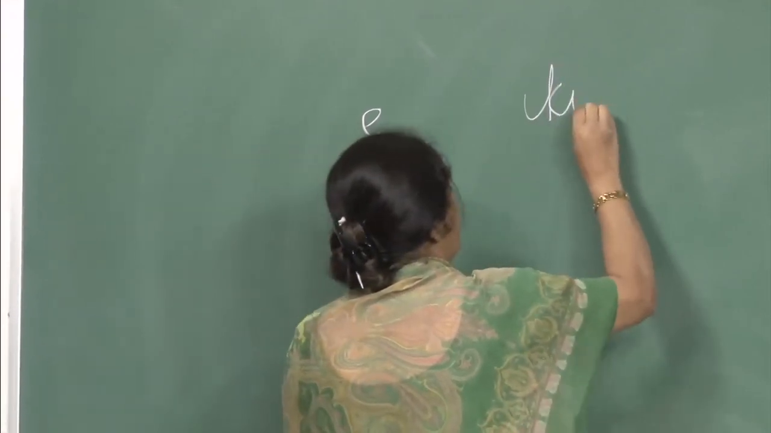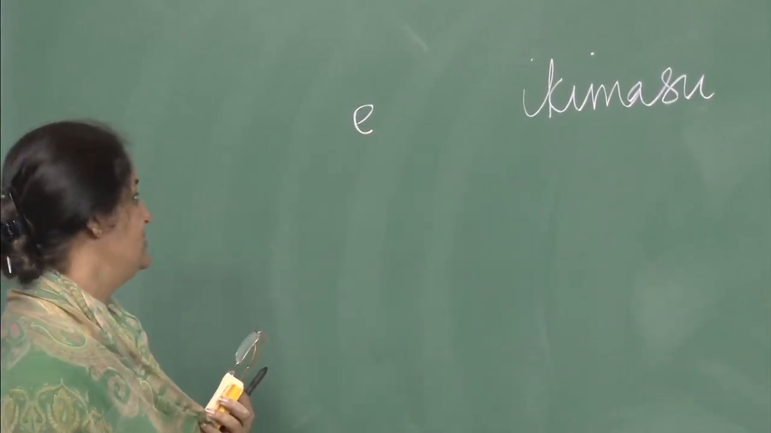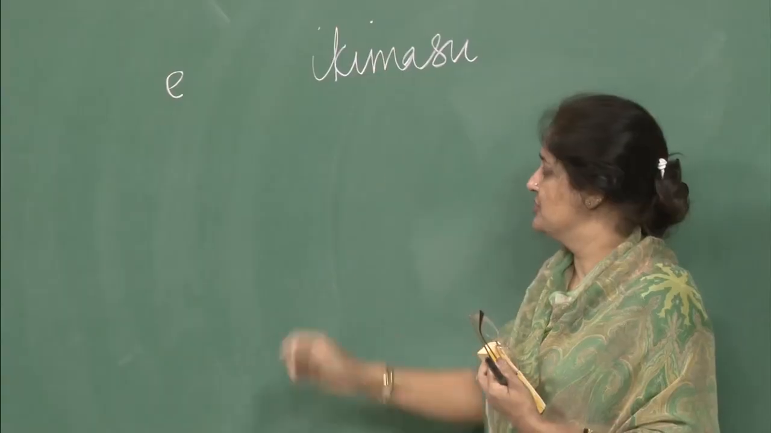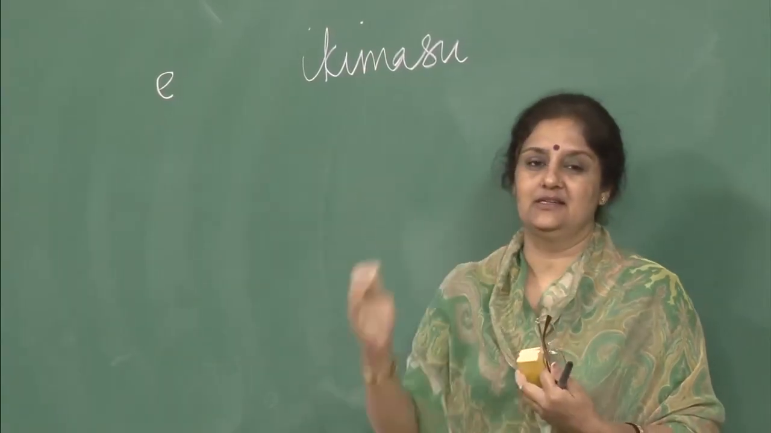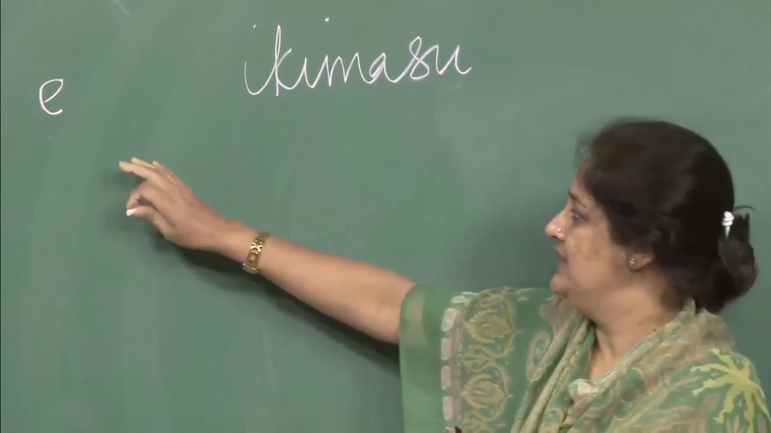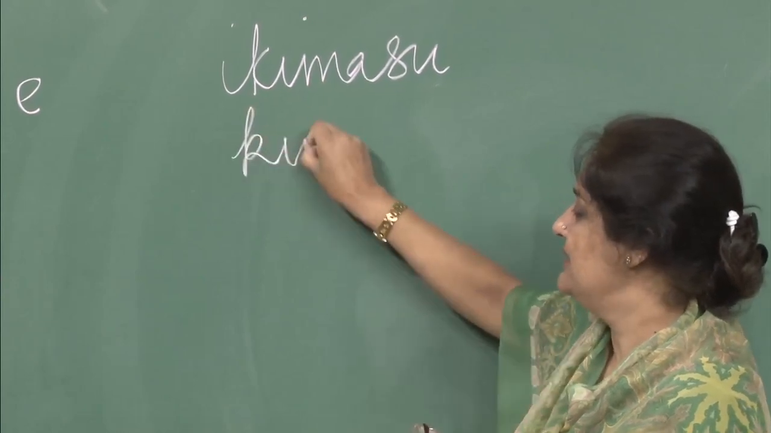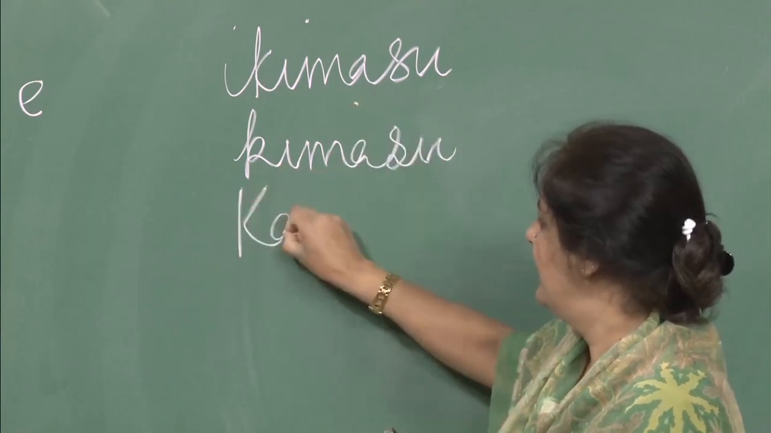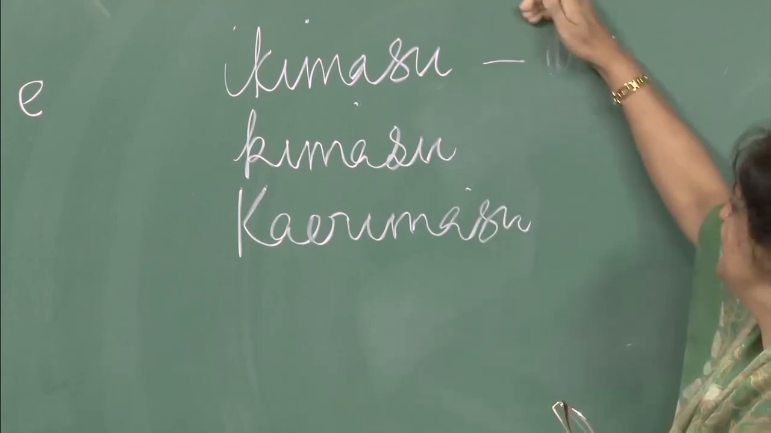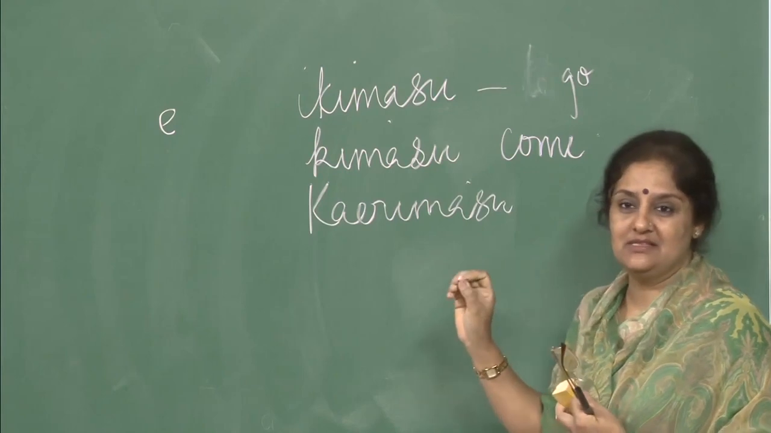And the verb ikimasu. This means to go, to move in a certain direction. Now, particle e is used with motion verbs and shows movement in a certain direction, movement towards destination or towards your goal, particle e. It is to be used with motion verbs. Now, three motion verbs which we are going to do here are ikimasu, kimasu and kaerimasu. Now, ikimasu means to go, kimasu means come and kaerimasu means to return.